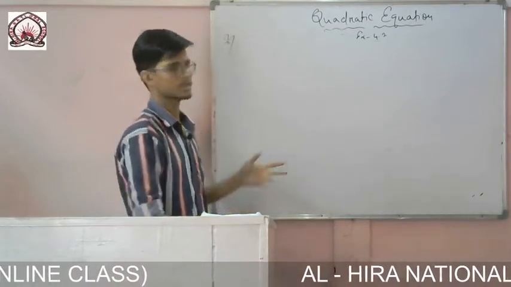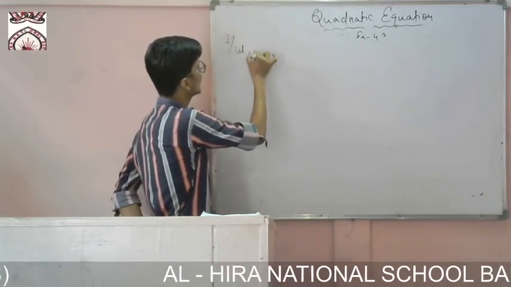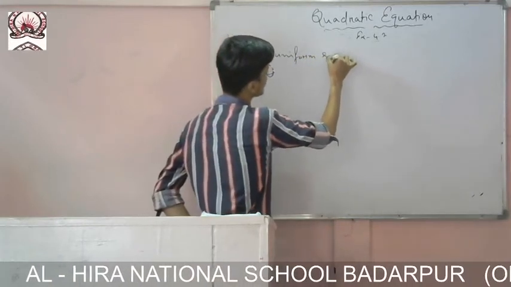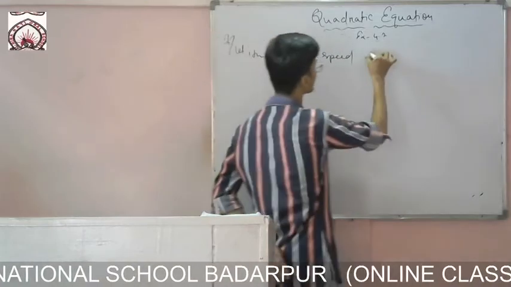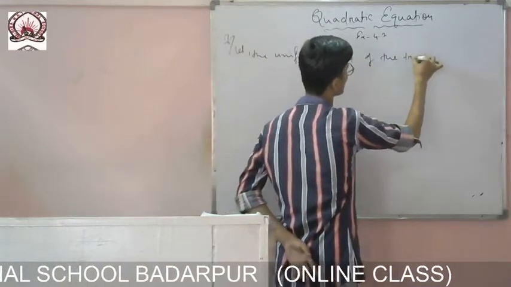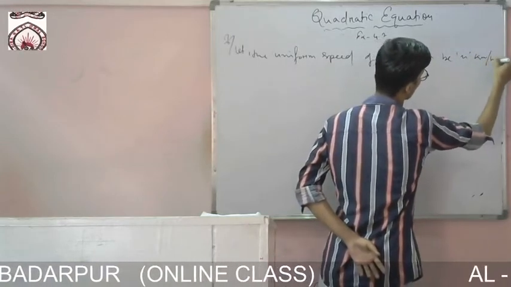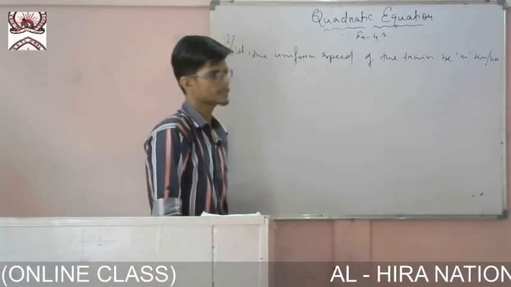So, the speed and time relation, that one. Let the uniform speed of the train be x kilometer per hour.